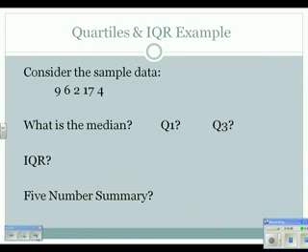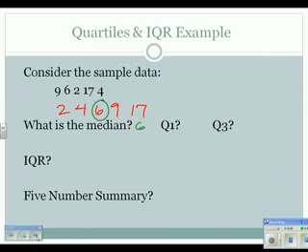Here's another data set, 9, 2, 9, 6, 2, 17, 4. What is the median and how would we find it? Yeah, put it in order. So the least is 2 and then 4 and then 6, 9, 17. Here we have an odd number of data values. So the median is going to be the 6, right, and so it's going to be part of the data set. So the median is 6.